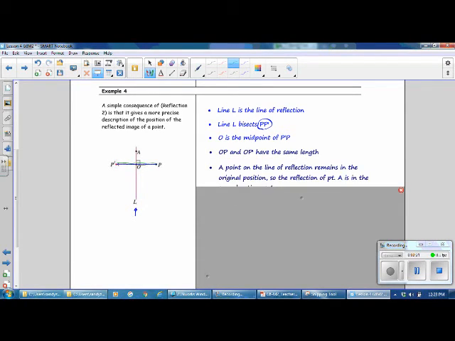A point on the line of reflection remains in the original position, so the reflection of point A is in the same location as point A. The measure of angle AOP, which is right here, is the same as the measure of angle AOP prime, which is right here. They are both 90 degrees.